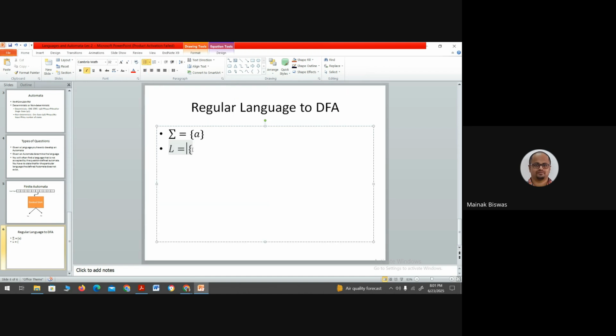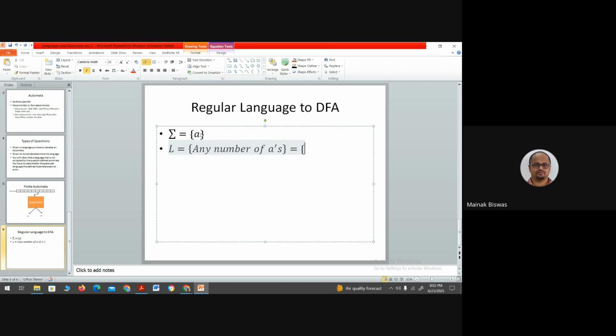So any number of layers. Now what is the language I am defining? Any number of A's, right? Now in here you see that the input symbol, sorry, the alphabet does not contain B, right? So there cannot be any B in there.